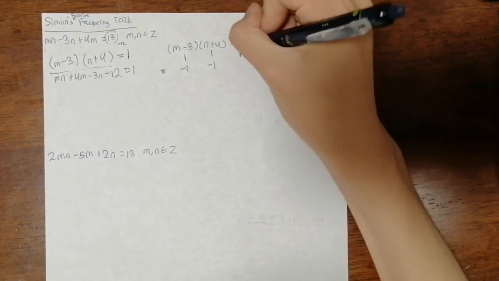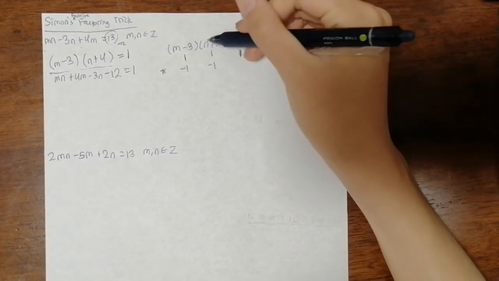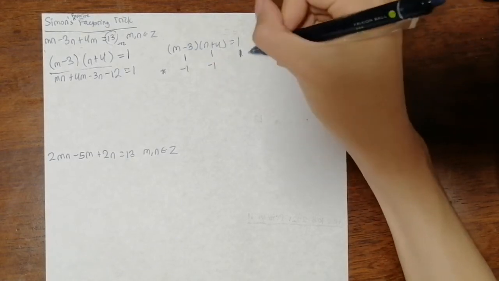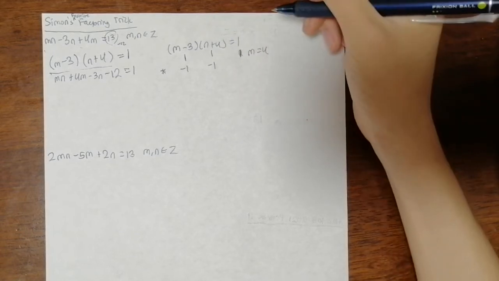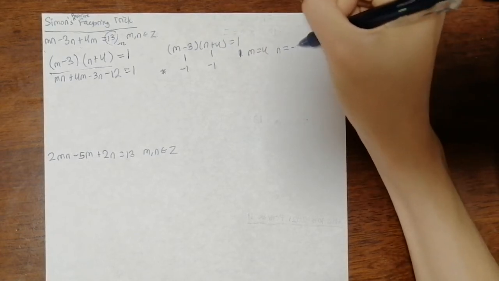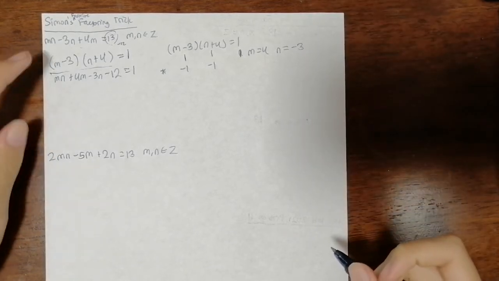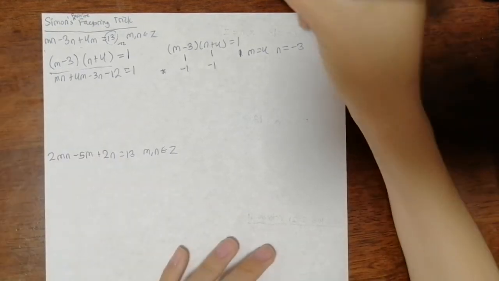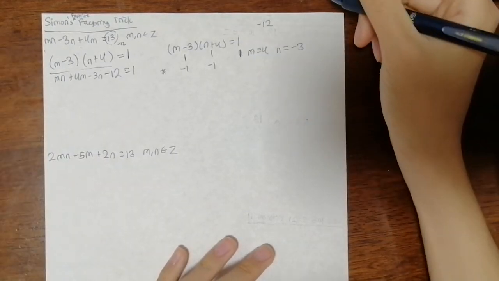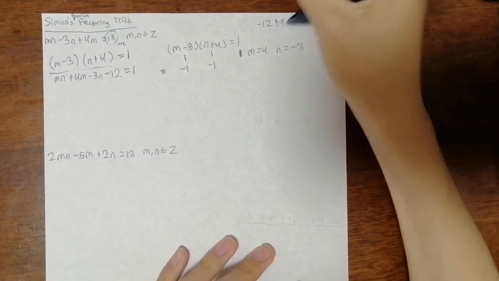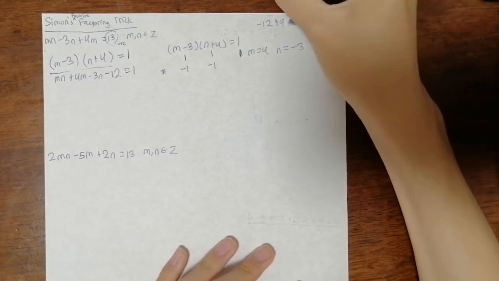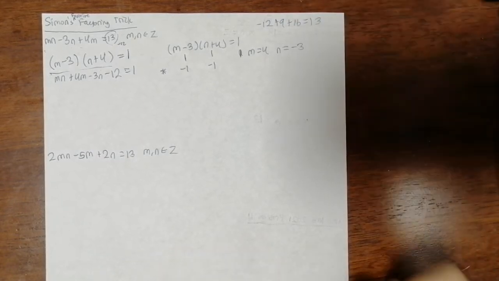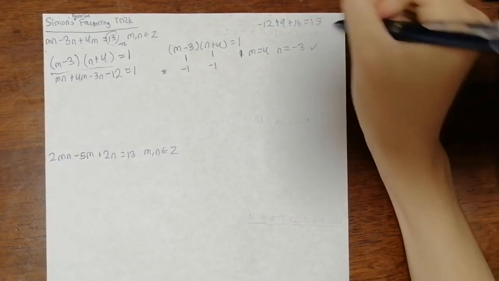Okay, so in this first case, we have m minus 3 equals 1, n plus 4 equals 1. If m minus 3 is 1, m is 4. If n plus 4 is 1, n is negative 3. So if we plug it into the original equation just to check if it works, we get 4 times negative 3 is negative 12, minus 3 times negative 3 is plus 9, plus 4 times 4 is 16, which is going to be negative 3 plus 16, which is 13. And that works. So this is one possible solution.